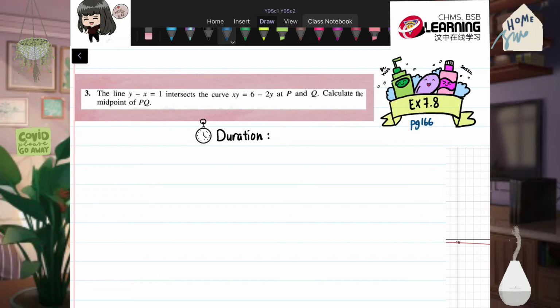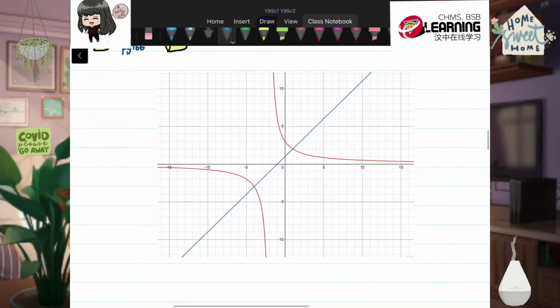The line intersects the curve. So we have a line, we have a curve. But do you need to know how to plot these 2 graphs? No need. But I will show you how the graph looks like. The line intersects the curve at P and Q, right? So the graph will look like this.